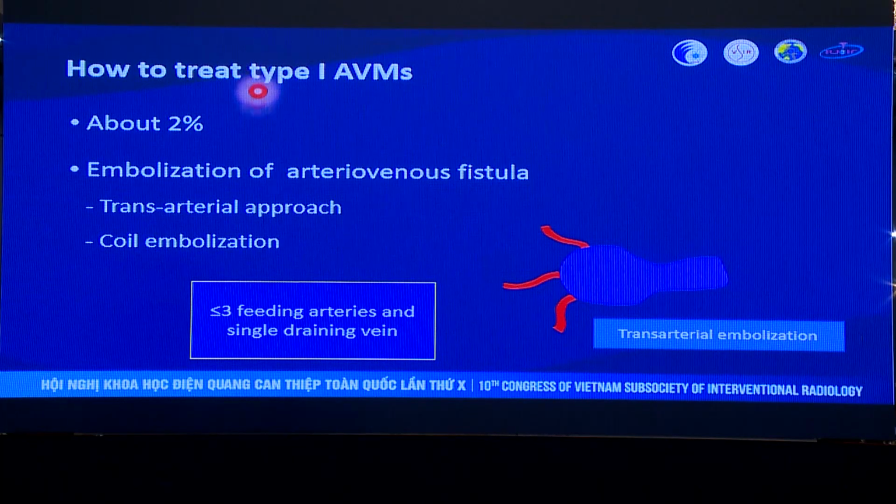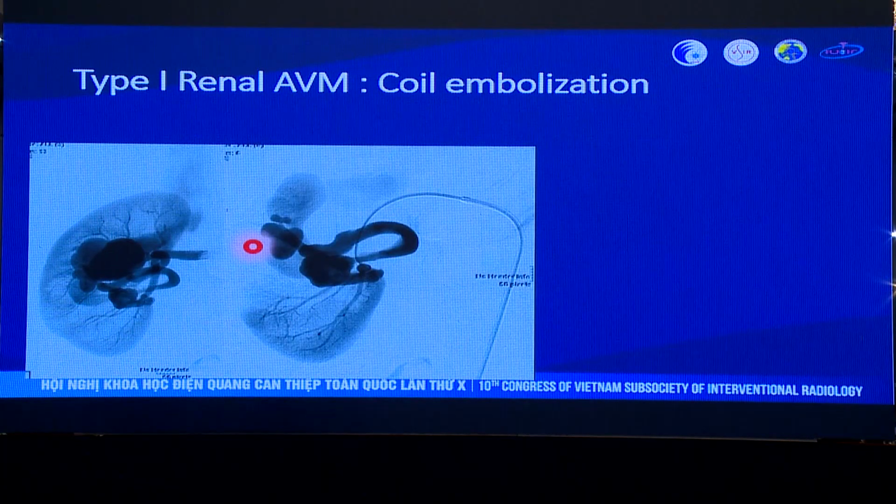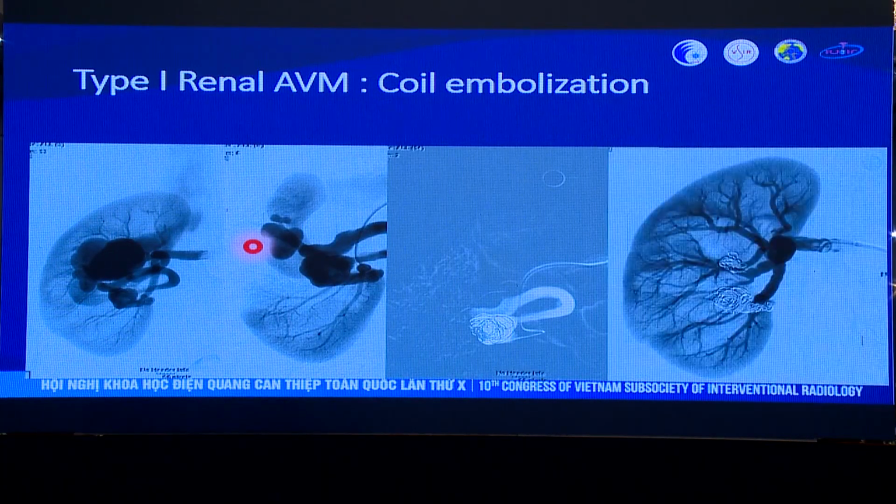Type 1 AVM is very rare, and this is the fistula type, so just embolization of the feeding artery or the venous sac is enough for the treatment. This is a type 1 renal AVM. You can see the large feeding artery and draining vein. We just use coils to treat this type of AVM.